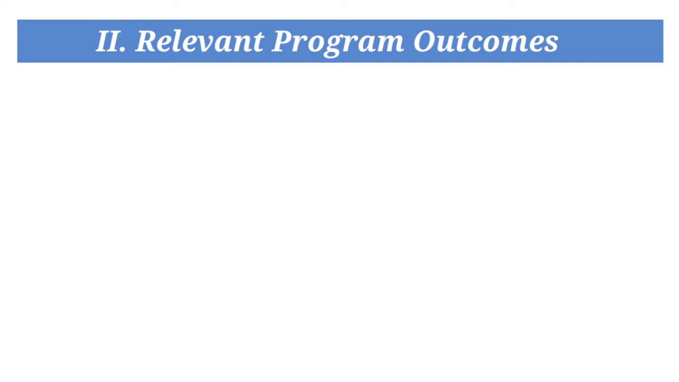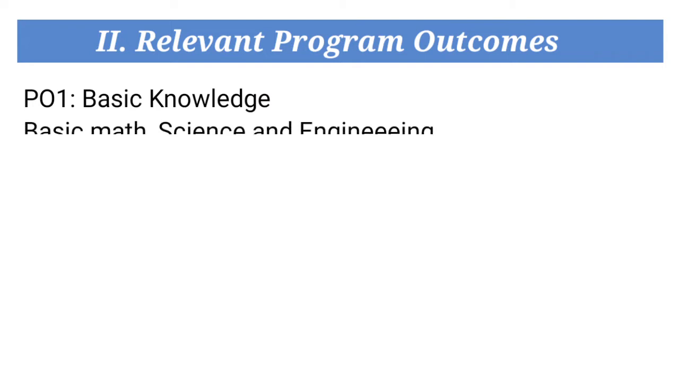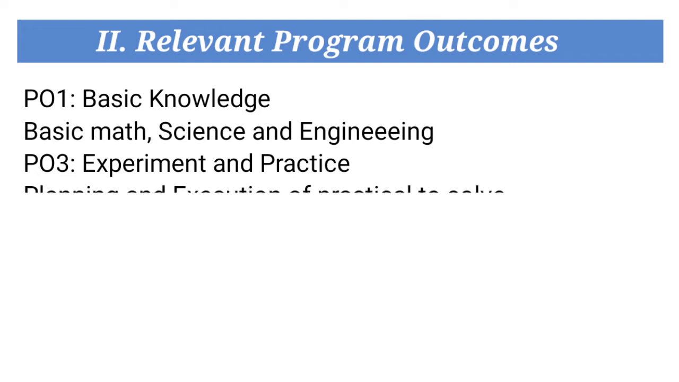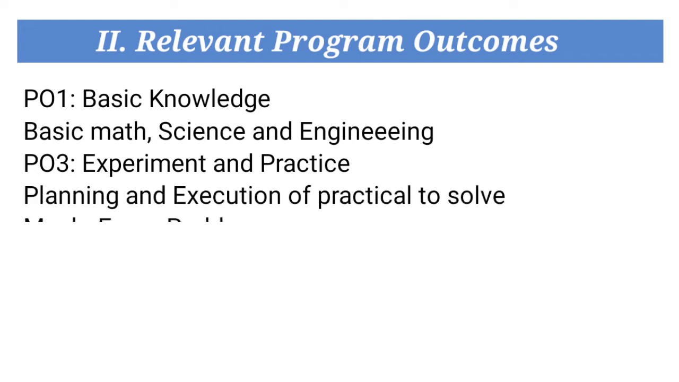Relevant program outcomes: PO1, that is, basic knowledge. Apply knowledge of basic mathematics, science, and basic engineering to solve broad-based mechanical engineering problems. PO3, experiments and practice. Students should be able to plan and perform experiments and practices, and use the results to solve broad-based mechanical engineering problems.